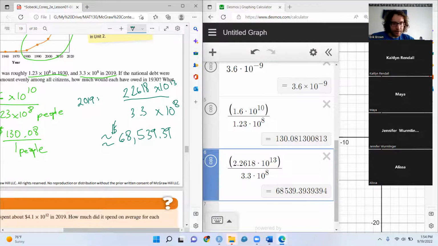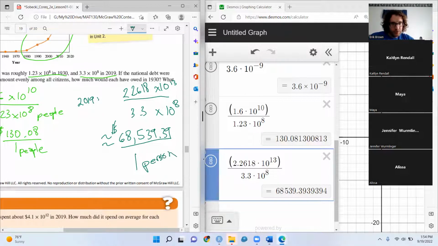And I should be writing the units on this, shouldn't I? And this should be person. Person.